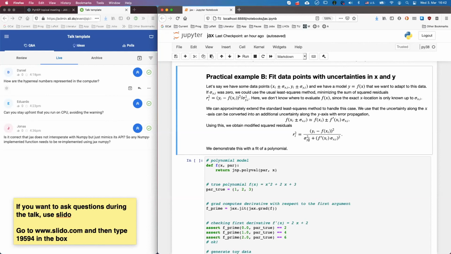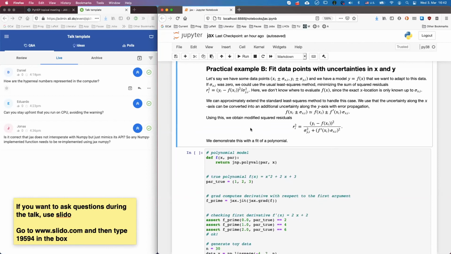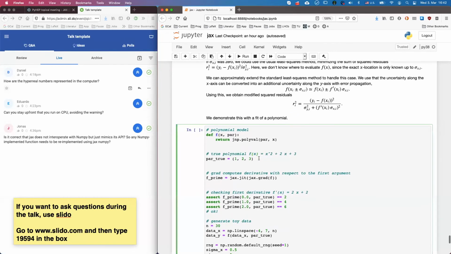And here I take the y error and then this propagated x error that is also now y error after the propagation. But now I need the derivative of f. And that's a good place where we could use JAX, right? At least for simple cases. And this is what I did here.